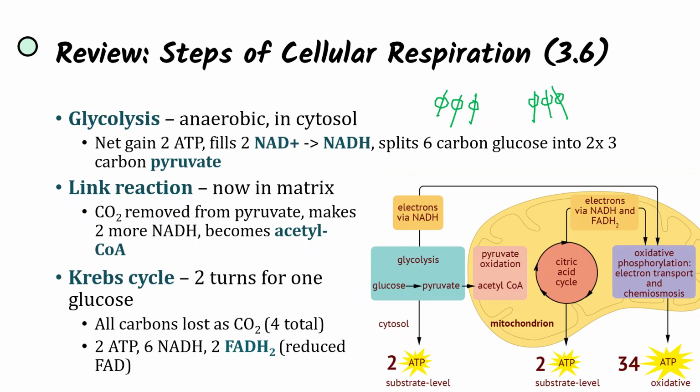Additionally, 2 ATP, 6 NADH, and 2 FADH2, which is the reduced version of the electron carrier FAD, are going to be created. Now, a good way to remember the electron carriers for cellular respiration, because they are not the same as the photosynthesis NADPH, is thinking NAD and FAD. You have NADH and FADH2. But it's important to remember that NADH is not the same as NADPH.